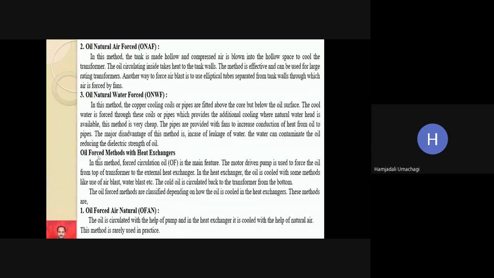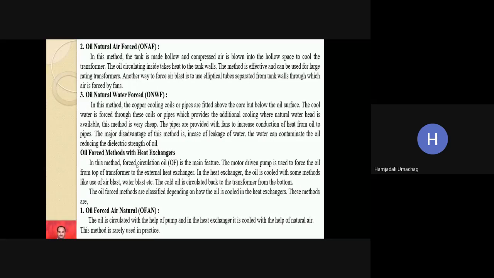Then let us see oil forced methods with heat exchangers. Now, in both the cases we have seen, oil is natural whereas water or air is forced, but now we are going to force the oil by some electric motors, pumps and all, and for exchanging the heat, we are using some heat exchangers.